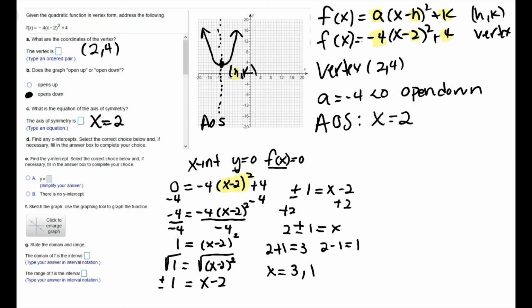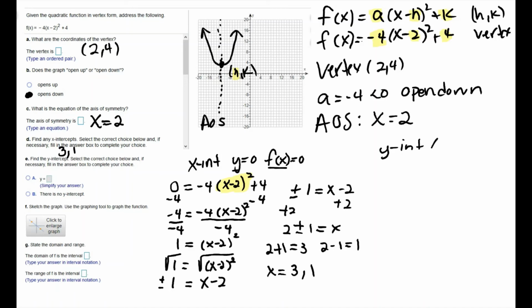I'm not sure if I'm supposed to write them as ordered pairs or just write them separated by comma. My guess is separating the intercepts by a comma. The next part says find the y-intercept. Okay, y-intercept.